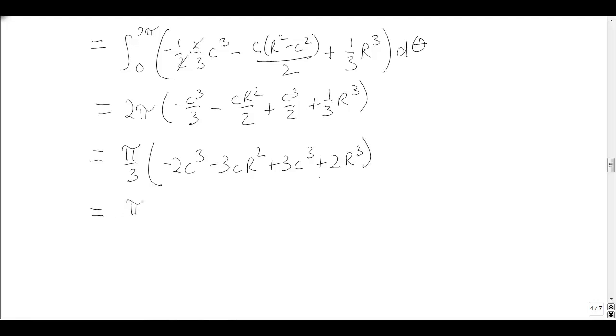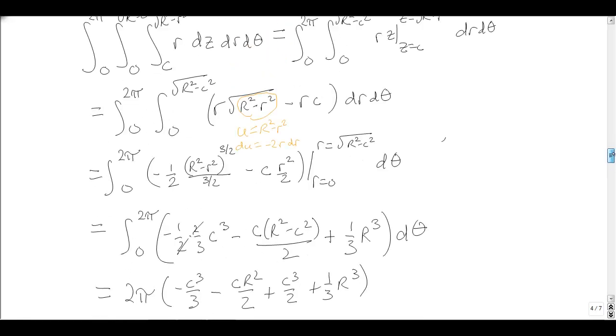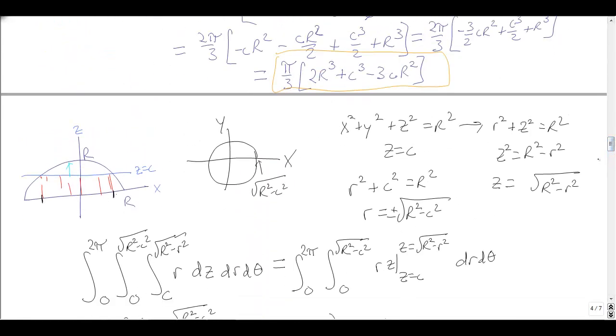And so when all is said and done, I get pi over 3. I have the 2R cubed. I have a 3c cubed minus 2c cubed, that's plus c cubed. And then I have a minus 3c R squared. So 2R cubed plus c cubed minus 3c R squared with the pi over 3 out in front. And that matches what we had before.